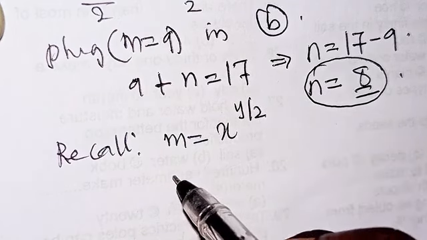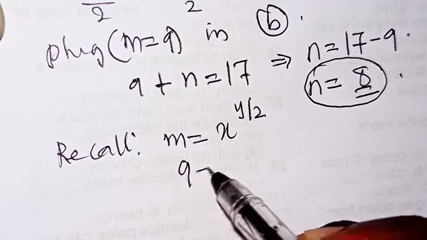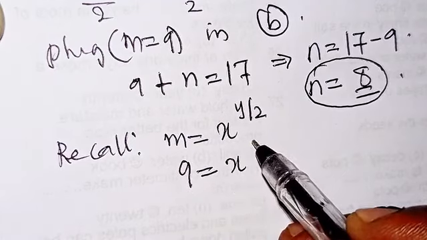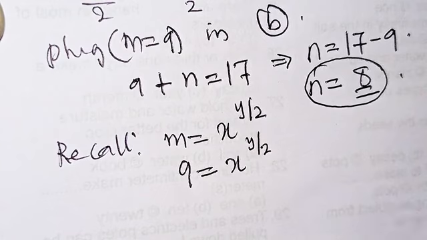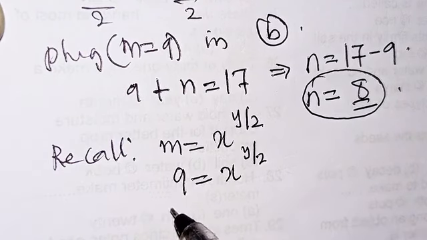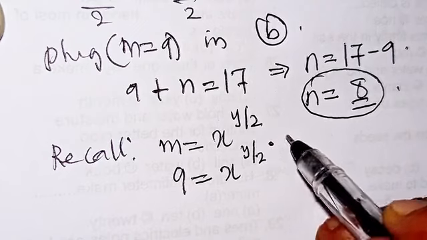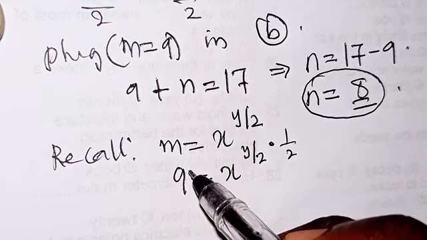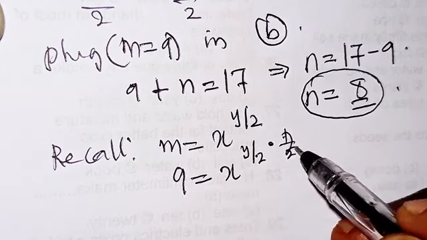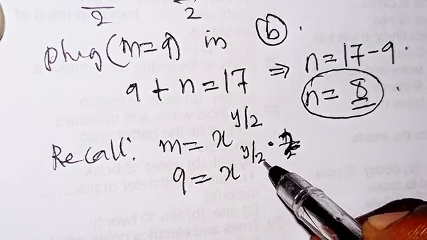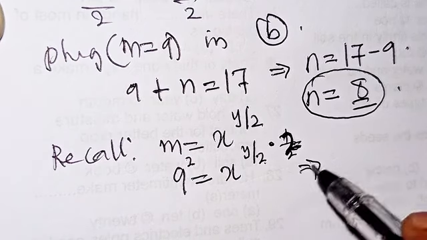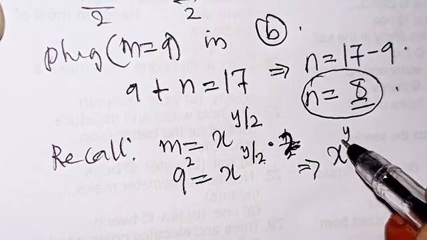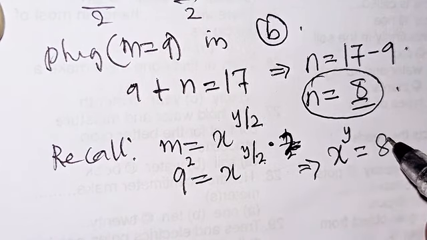So from there we have m is 9, to be equals x y over 2. Right, so what do I do if I want to solve this one here? It means that if I take the square of both sides, multiply this one by 2, and multiply this one by 2, so that these two will cancel this 2, and this one will be raised to power 2. This implies that we are going to be having x to power y to be equals 81.